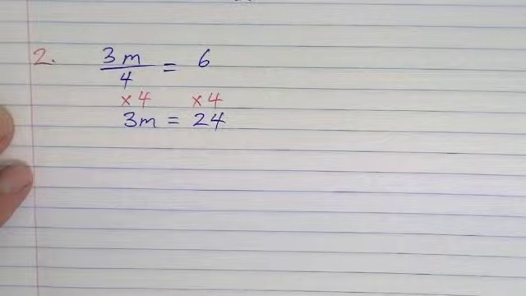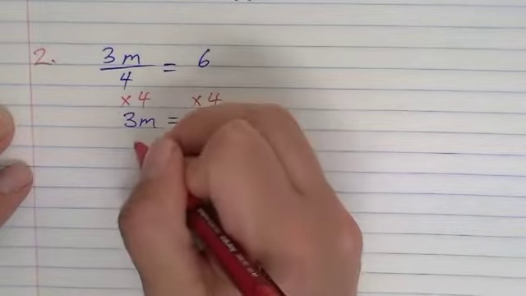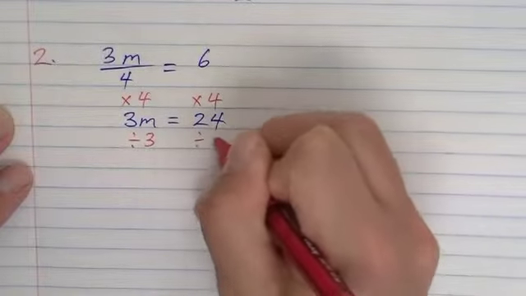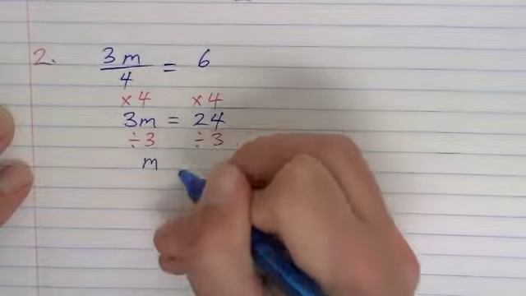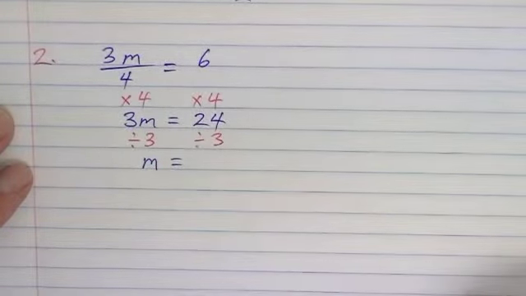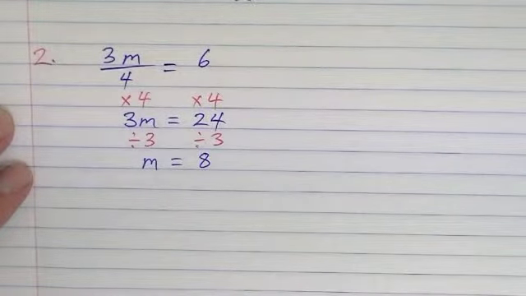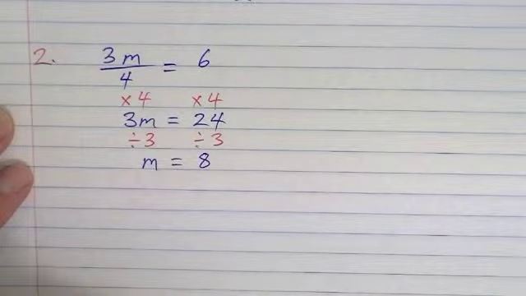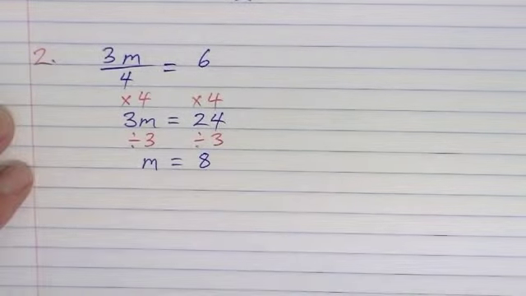The second step of this equation is to do the opposite of 3 times m, which was divide by 3. Divide by 3. And where 3's cancel out, we end up with m equals 24 divided by 3. How many 3's? That's 8. Let's see if this works. 3 times 8 is 24. How many 4's? Equals 6. Great, it works. Let's try another one.